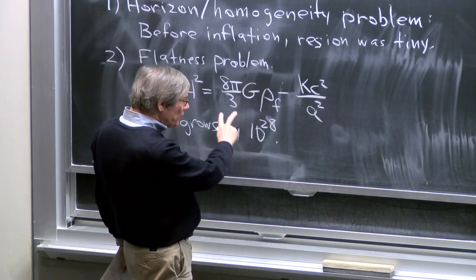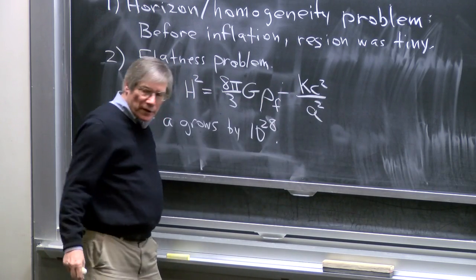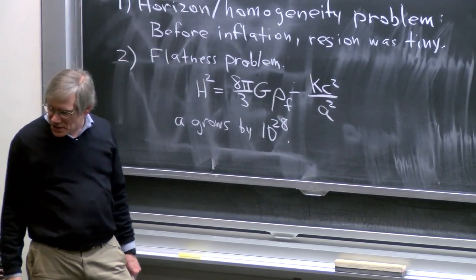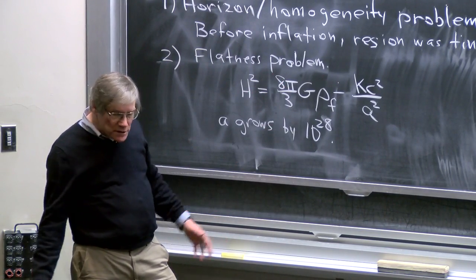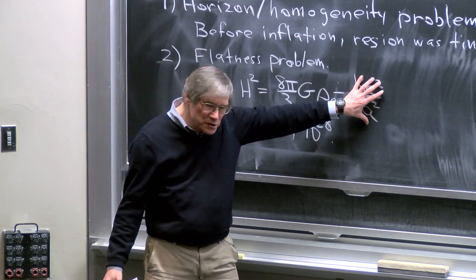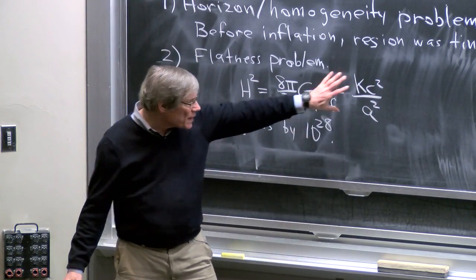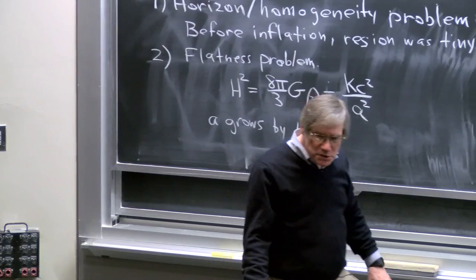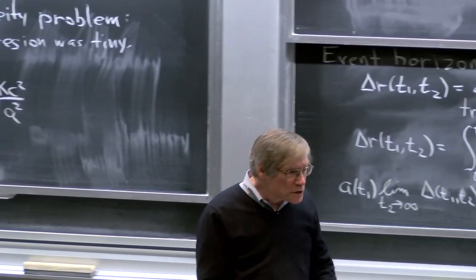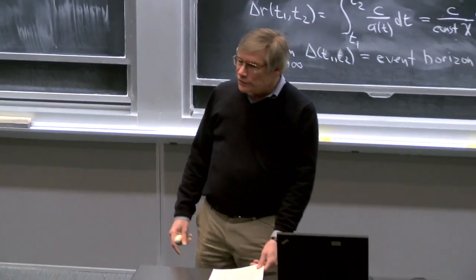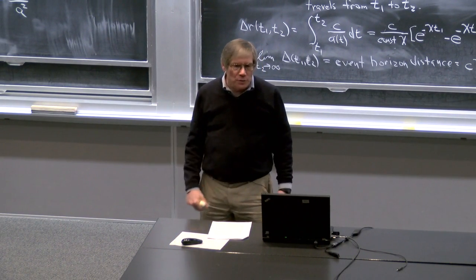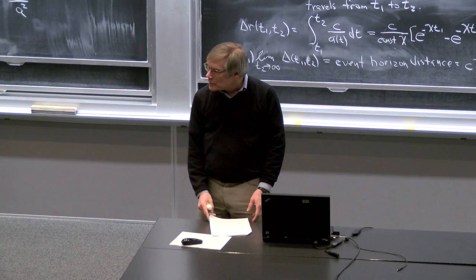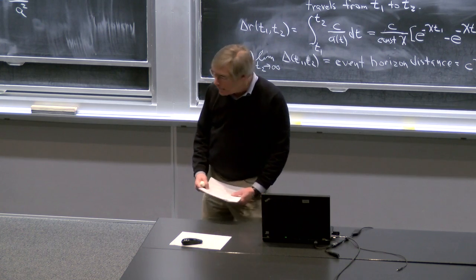In that case, during inflation, this term decreases by a factor of 10 to the 56, while this term remains constant. And that means that by the end of inflation, this is completely negligible. And this equation without this extra term means you have a flat universe. So during inflation, the universe is driven towards flatness, like 1 over a squared, which is 1 over the square of this exponential expansion factor. So very, very rapidly.